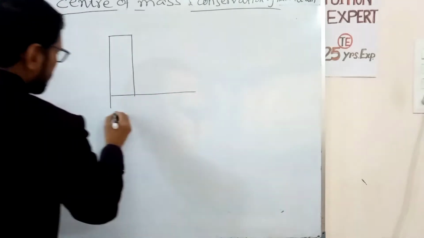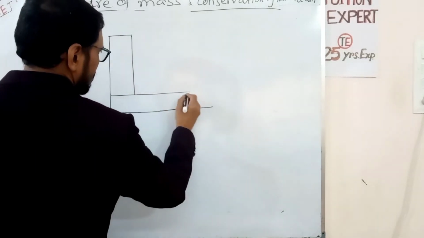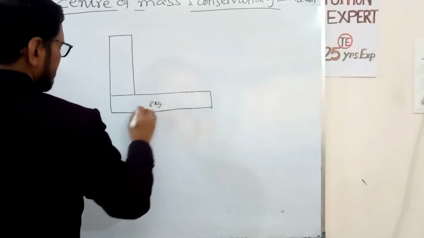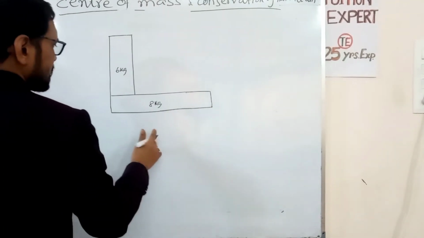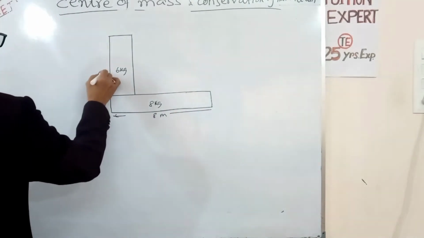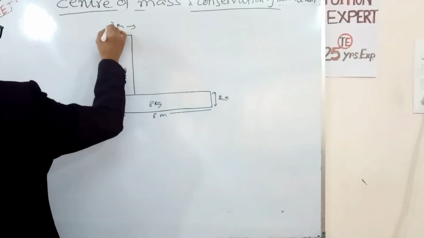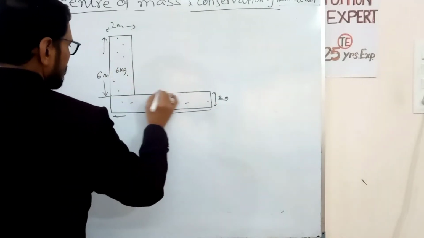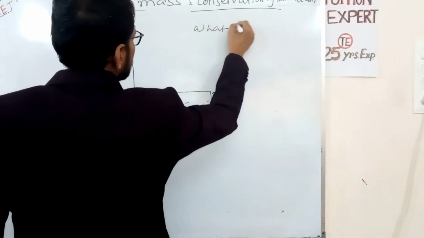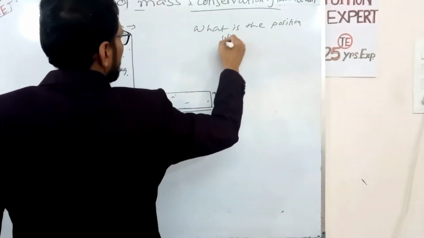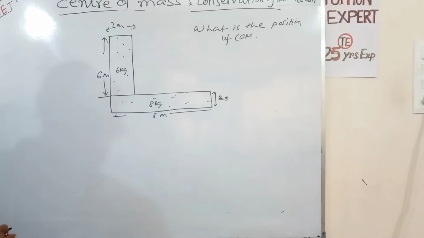First I find that for a regular shape. Suppose this is an 8 kg block and this is a 6 kg block, forming an L shape body. This length is 8 meter, this length is 6 meter, this is 2 meter, this is 2 meter. So two blocks of 8 kg and 6 kg form an L shape, dimensions are given. What is the position of center of mass of the system? How can we solve this problem?